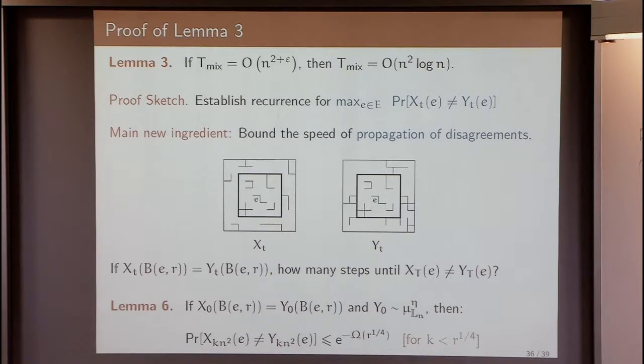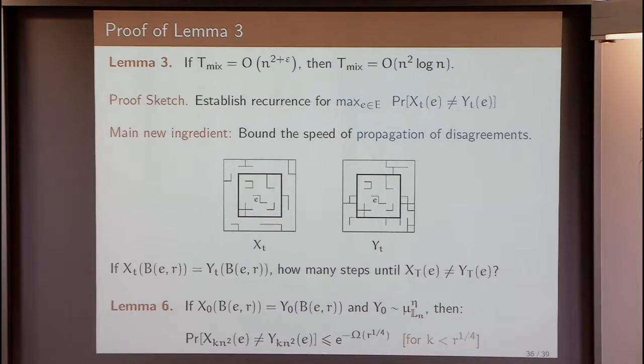So suppose that you have 2 configurations that agree in some box around an edge E. So they have the same configuration inside this box, but then they disagree outside. We want to measure how many steps of the heat bath dynamic we need to actually propagate those disagreements to the center of the box. And what we're able to show is a bound on the speed of this propagation.